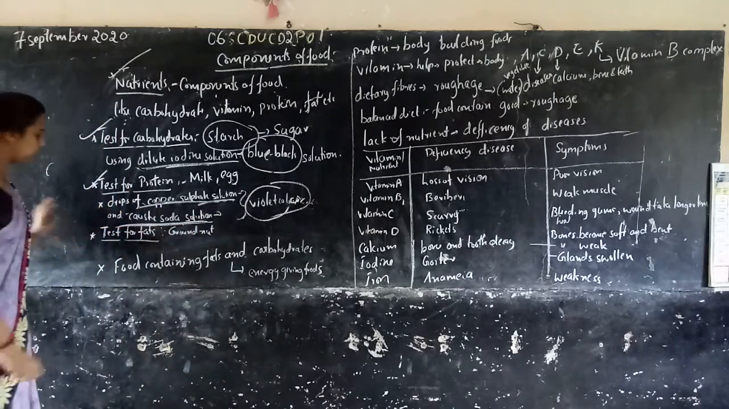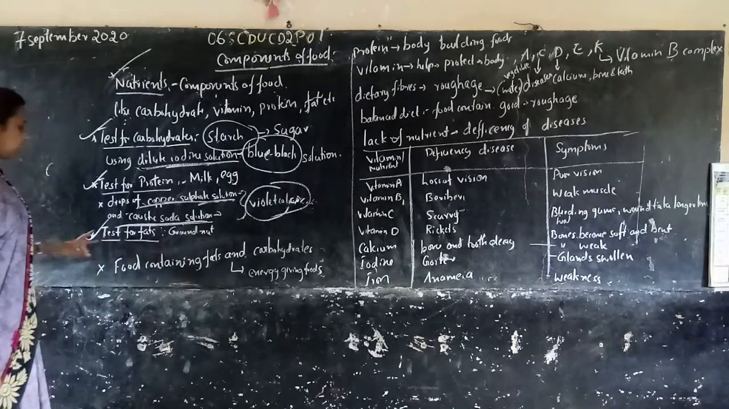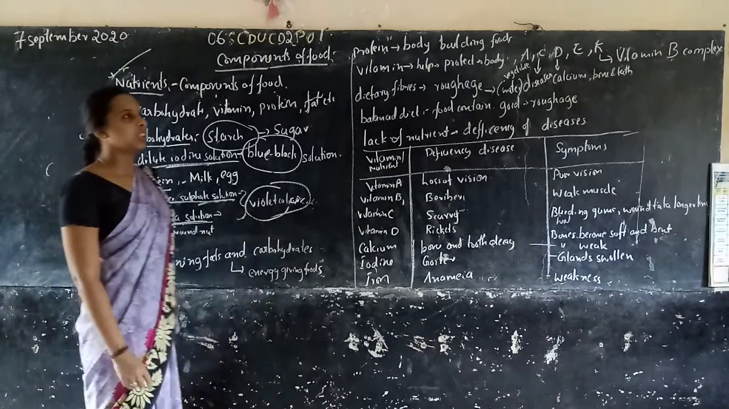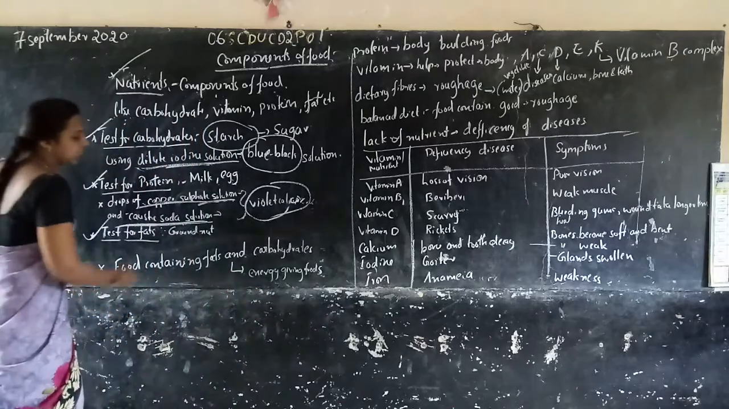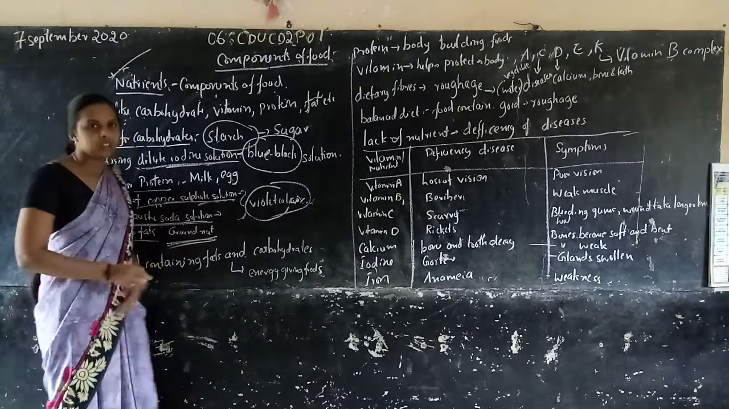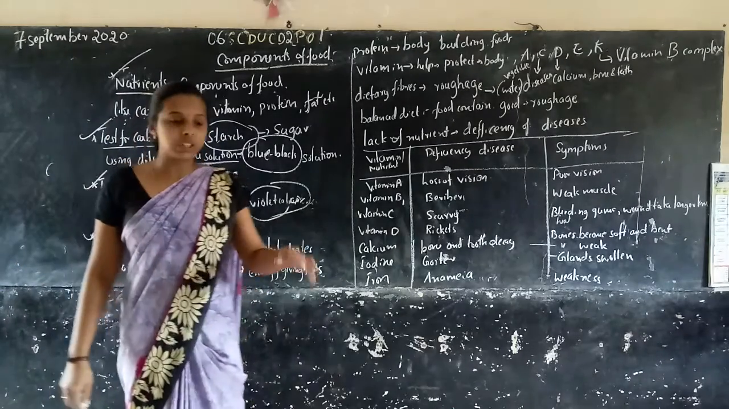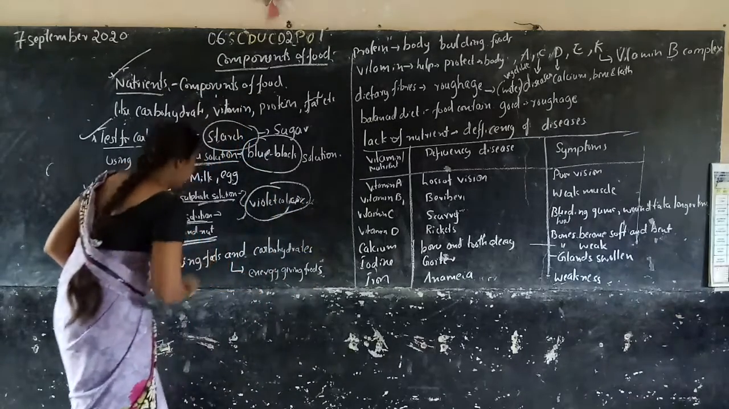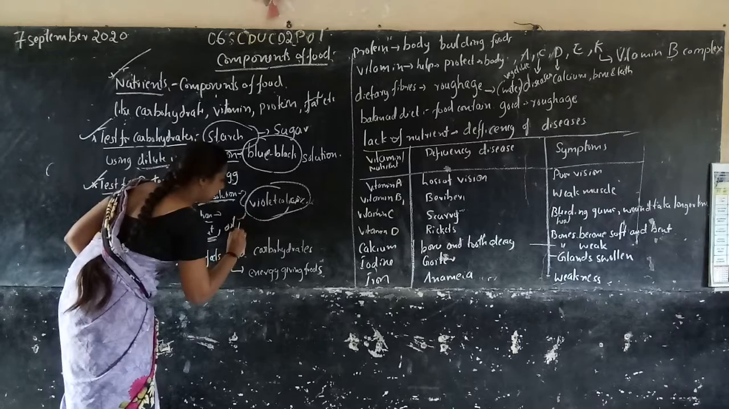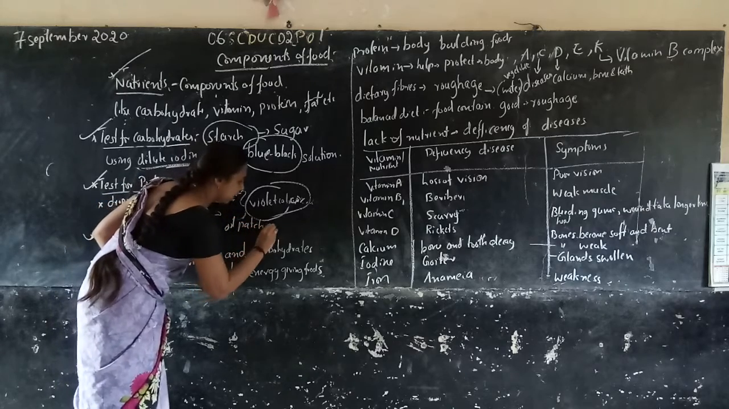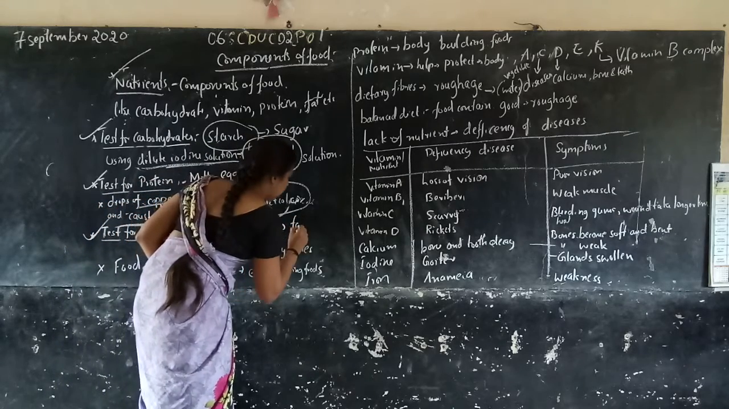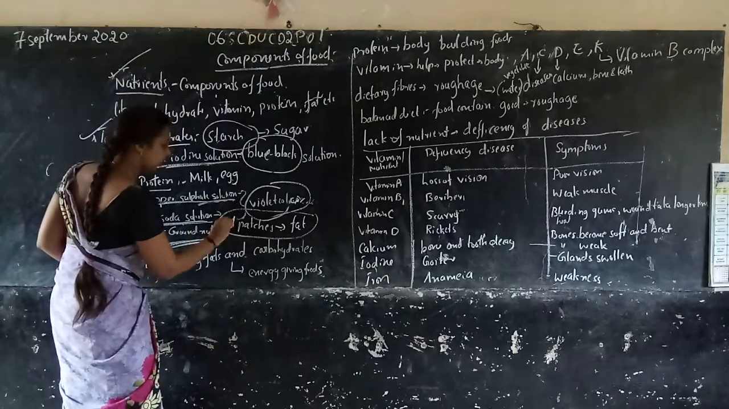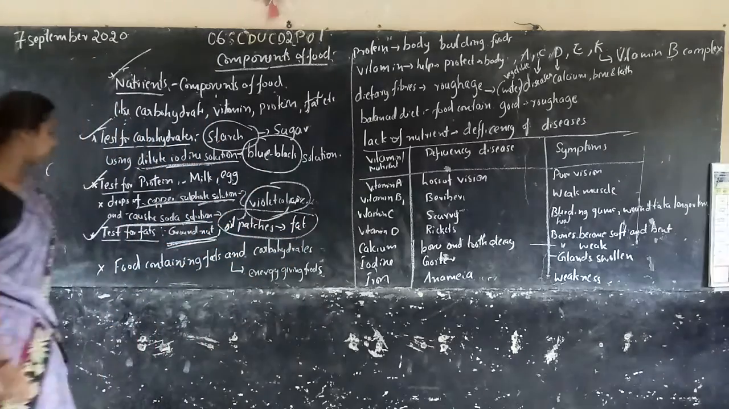Next, the third one is the test for fat. What do we mean by fat? Fat is contained in groundnut. Have you seen some oil? Food contains some oil; coconut has oil. So the oil patches in food are nothing but fat.